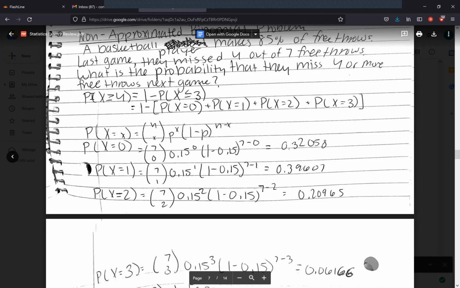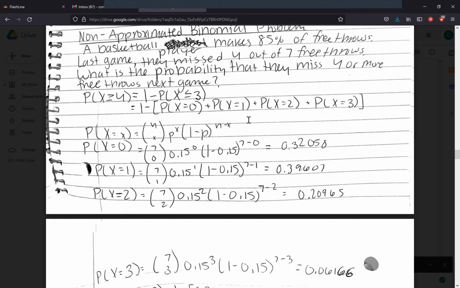So yeah, since we don't set a limit to the number of free throws, we're going to take the probability of X being less than or equal to 3, and we're going to subtract that from 1, which is the complement for this problem. So it would just be, we're going to take the probability of having them miss exactly 0 free throws, 1 free throw, 2 free throws, and 3 free throws. We're going to add those probabilities together, and we're going to subtract them from 1.